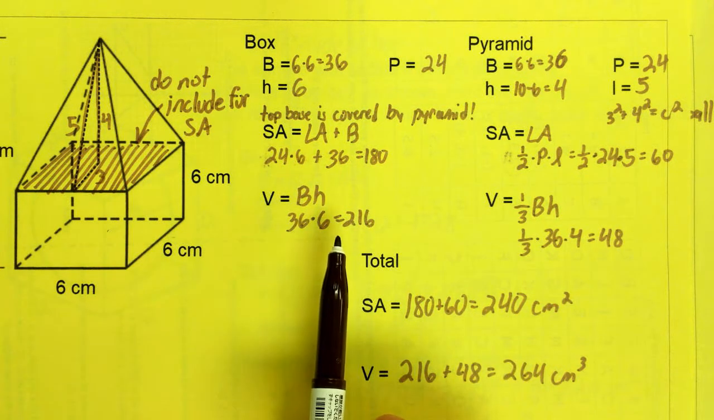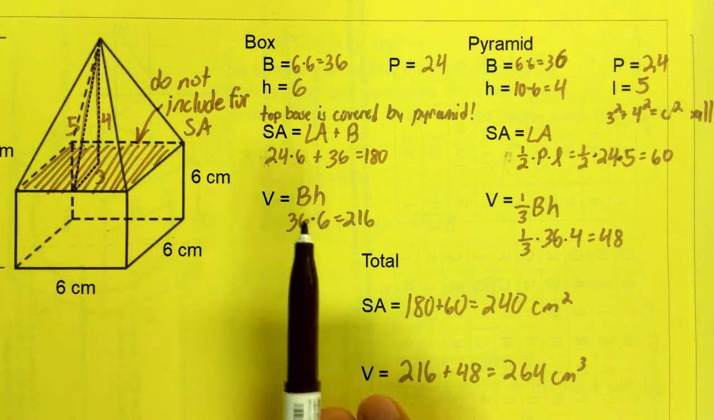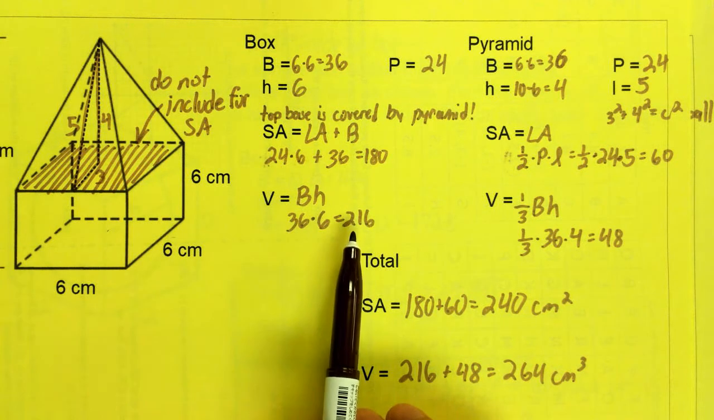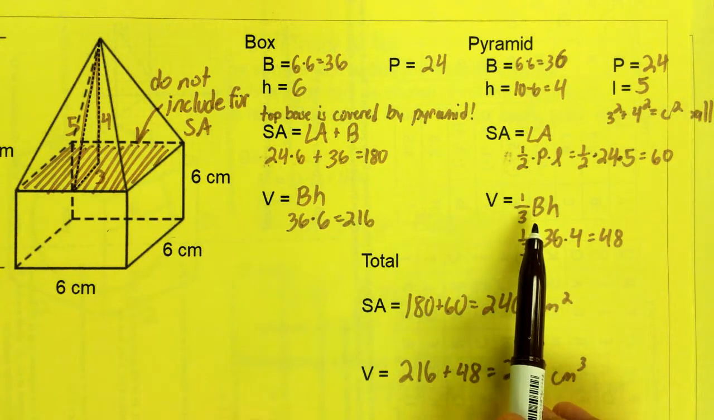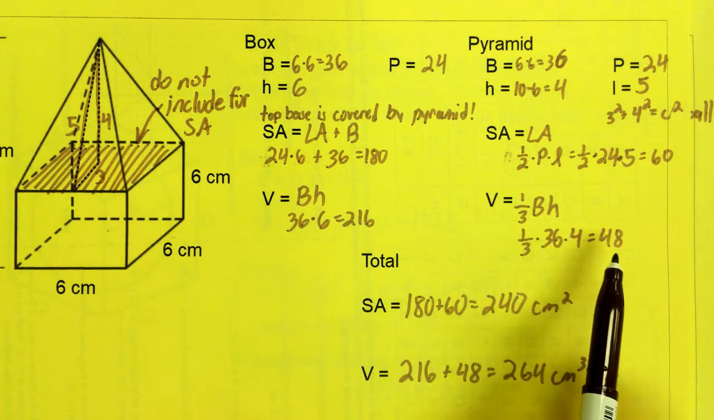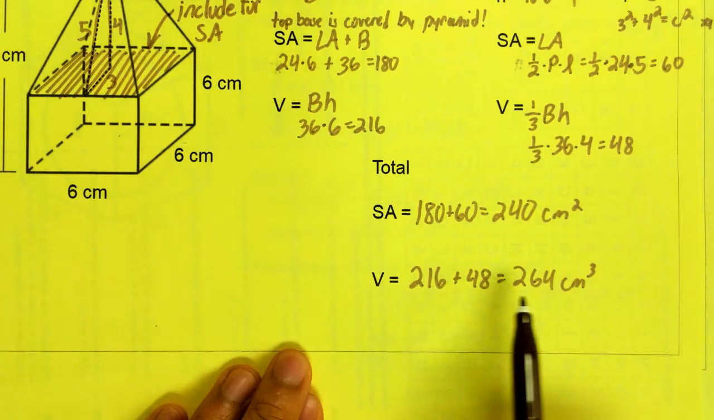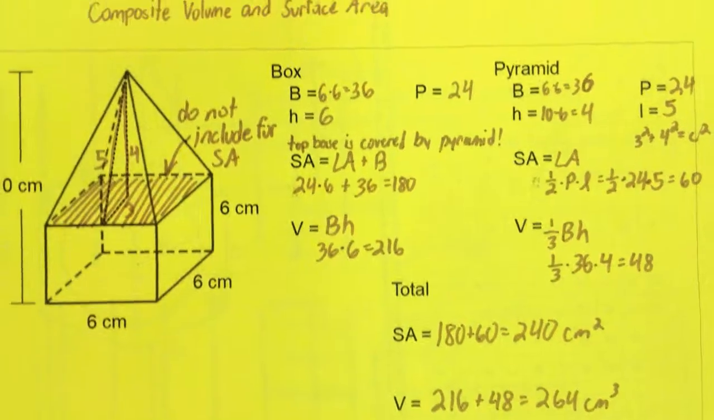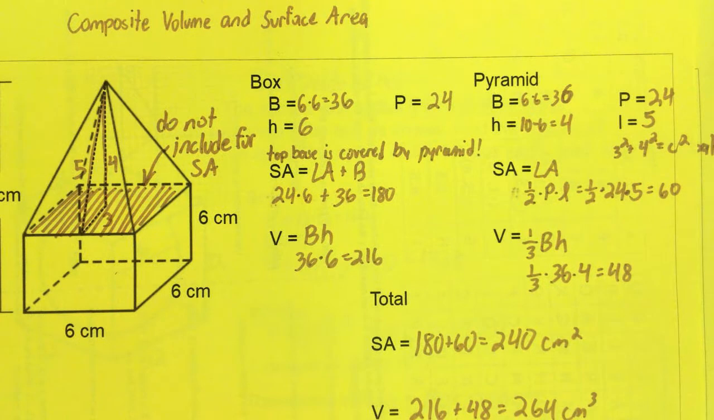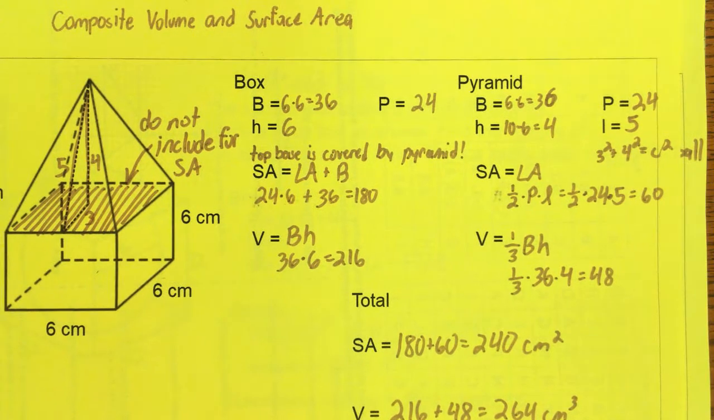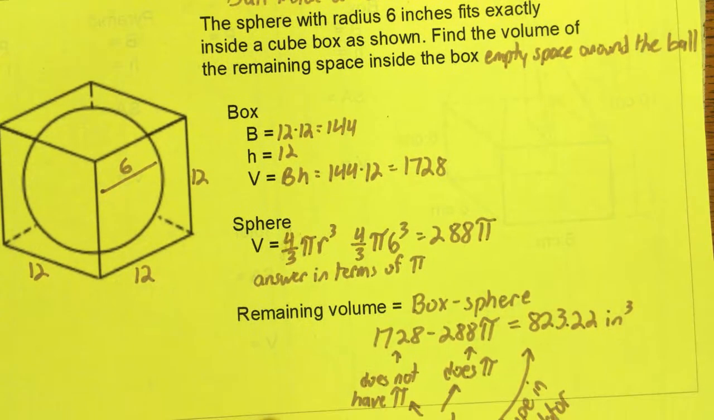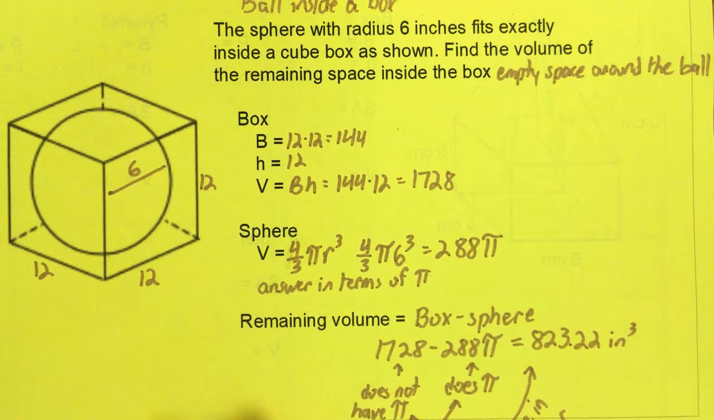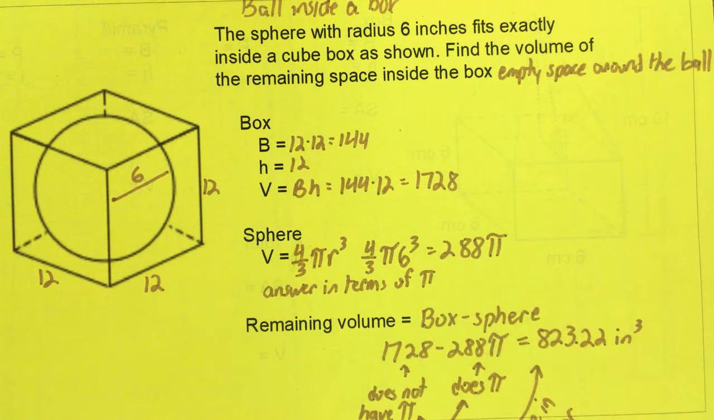For volume, however, it's just directly adding our two volumes. Volume of my box, base times height, 216. Volume of the pyramid, 1/3 base times height, 48. Combining 216 plus 48 is 264. So there you go. And then our ball inside the box. If we ask you to find volume of this, you take the volume of the box minus volume of the sphere to get your final answer. Alright.